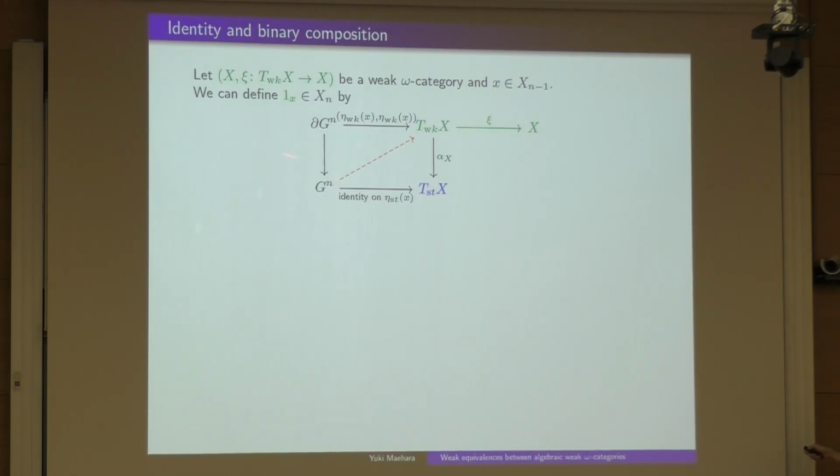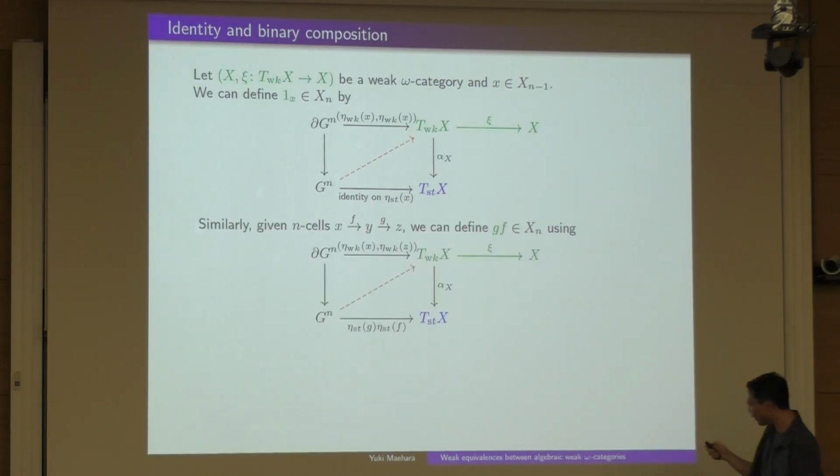And so that specifies an n-cell in X, and that's what we call the identity on this little x. And with the binary composition, we do the same sort of thing. So given a composable pair, f and g, we first look at these copies of f and g in the strict omega category generated by x, and there you can just compose them because it's a strict omega category, and then you lift it up to the weak world where you have to specify where the composite should point from and to, and it should point from x to z.